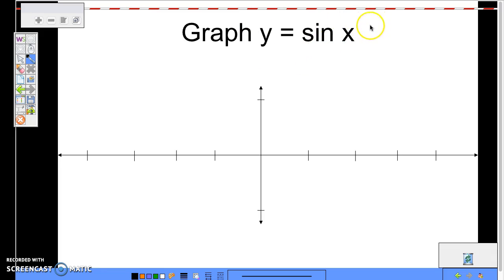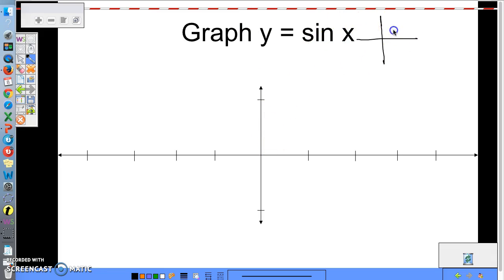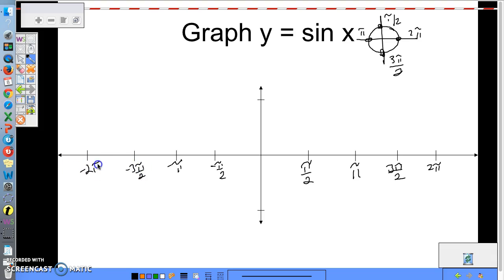Sorry, guys. So what usually happens in our circle here? Well, here are our critical points. So we have pi over 2 up here, pi, 3 pi over 2, and 2 pi, our degree measurements. So we have negative pi over 2, negative pi, negative 3 pi over 2, and negative 2 pi. And where does our sine start? Well, again, 1, 0, 0, 1, negative 1, 0, 0, negative 1.